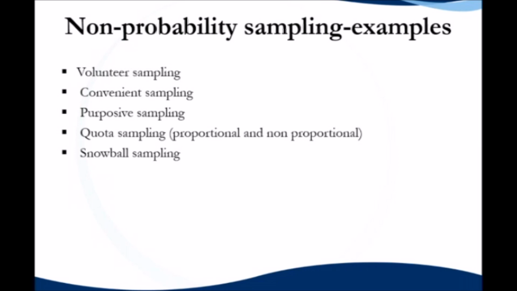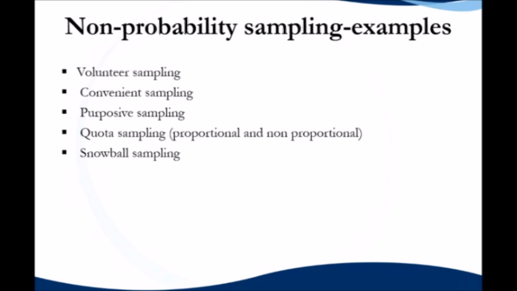And sometimes it's purposive. So I decide I'm going to select from this group. I could be informed by the fact that this group has the attributes that I want to study. And then you can also use quota sampling.